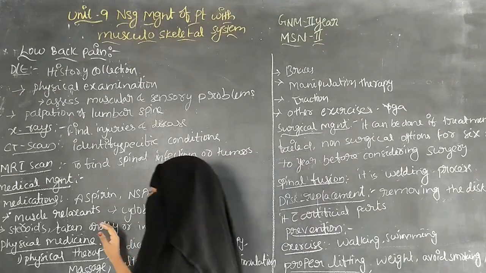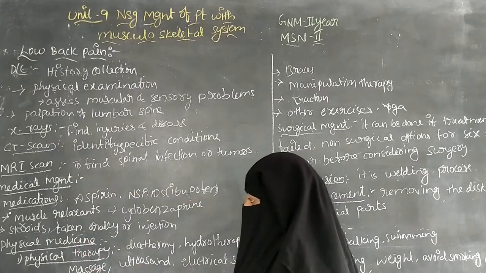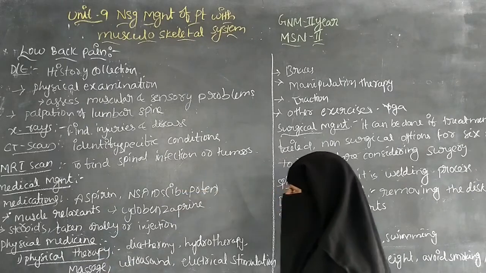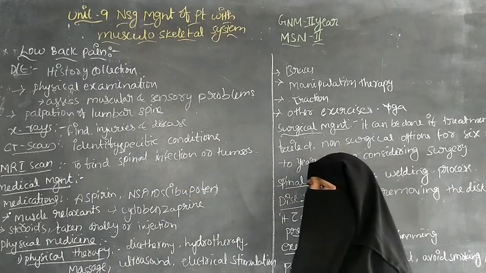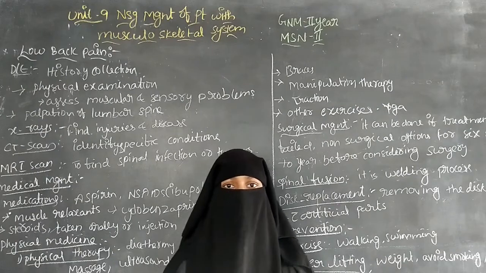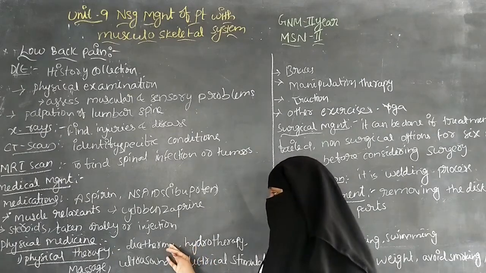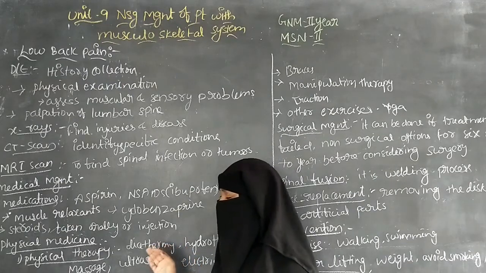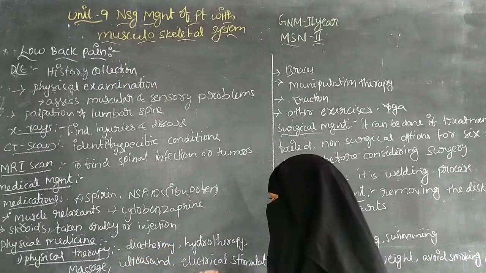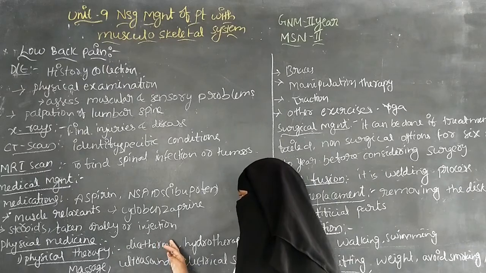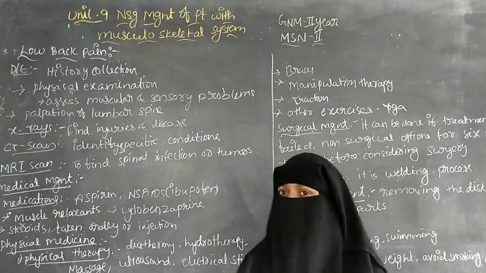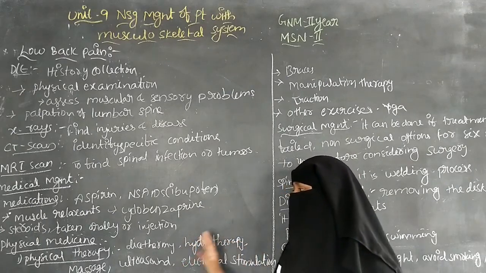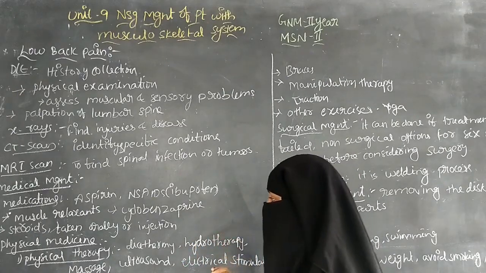And next one is physical medicine. Physical medicine includes physical therapy, and physical therapy includes diathermy and hydrotherapy. Diathermy is a cold application, so after the low back pain we can apply the cold. Diathermy means a cold application, and hydrotherapy means a heat application. So the hot application and the cold application can be provided to the patient.